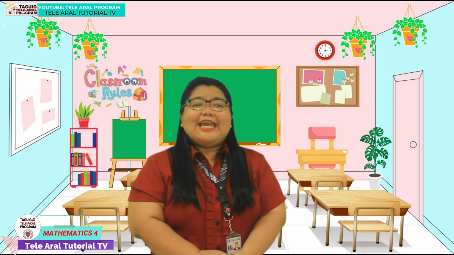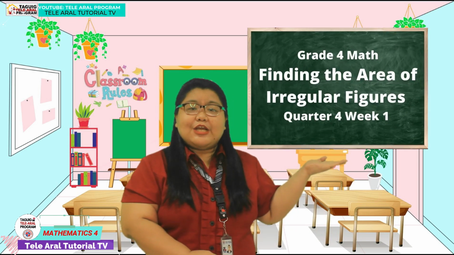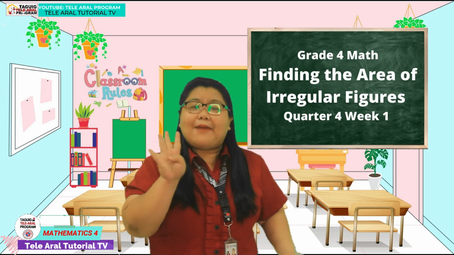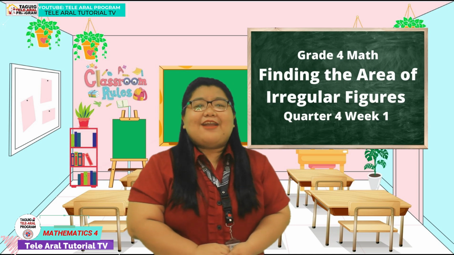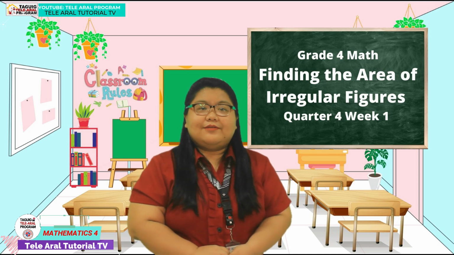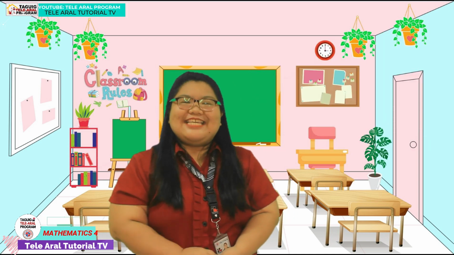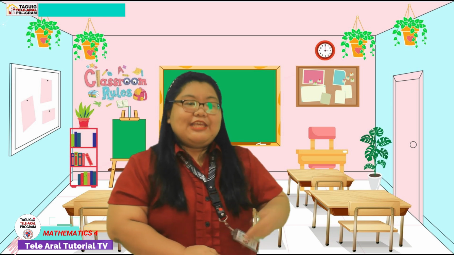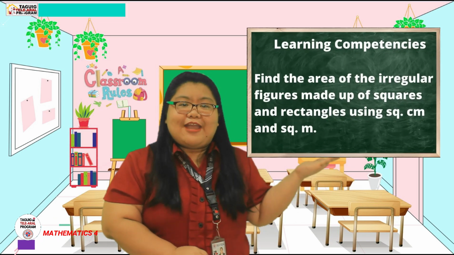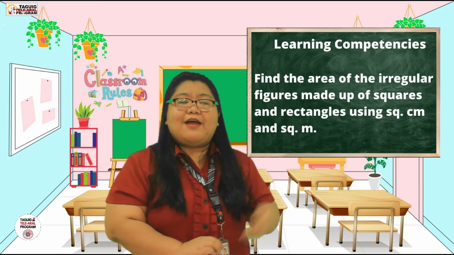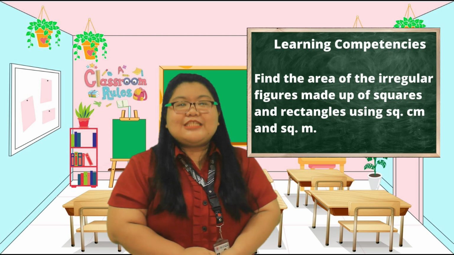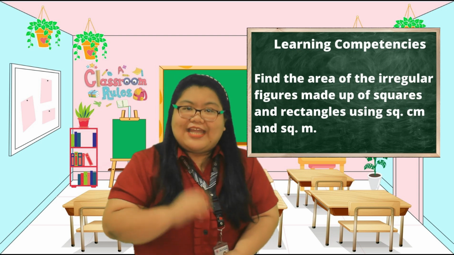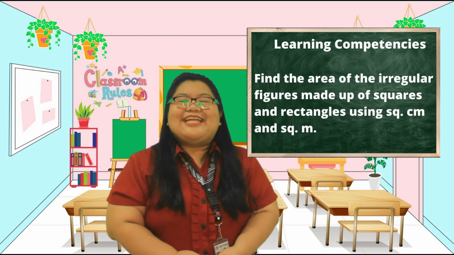Our topic for today is based on the most essential learning competencies of Grade 4 Math, Quarter 4, Week 1, which is finding the area of irregular figures. But before we proceed, this is the expectation given to you: find the area of irregular figures made up of squares and rectangles using square centimeter and square meter. Are you ready? Yes! That's great!